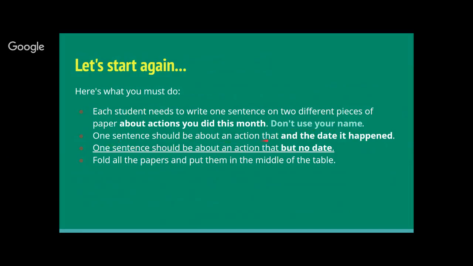One sentence should be about an action and the date it happened. So you want to use like a Monday or January 24th or something like that. And one sentence should be about an action that doesn't have a date. I wrote this wrong. It should say that doesn't have a date. So after you've done that, fold all the papers and put them in the middle of the table.